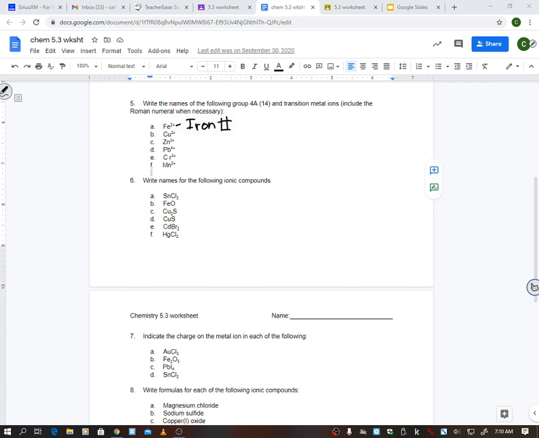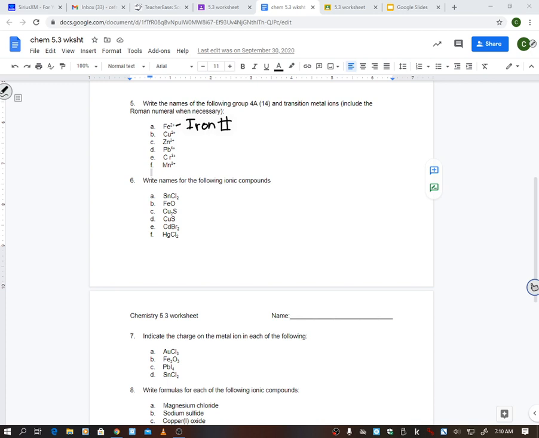Number 6, we had to write the names, but when you write the names, you have to figure out the charge, right? So this is where it becomes really important that either you just know, you're like, hey, I see Sn, I know that's tin, and I know it's not a normal one.